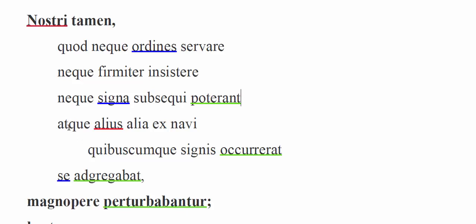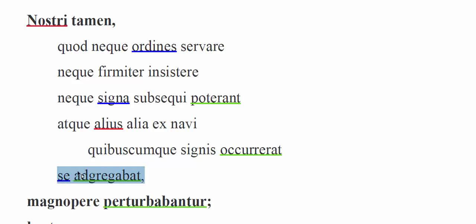Because they couldn't do all this, and because, we're still in the quote, because each man from each ship to whatever standards they happened to run into. Notice I said they, but alius is singular. That's why grammatically these verbs here are singular, but you can render them plural in your understanding. All right? So each man from each ship would run to whatever standards he encountered, and they all gathered there.